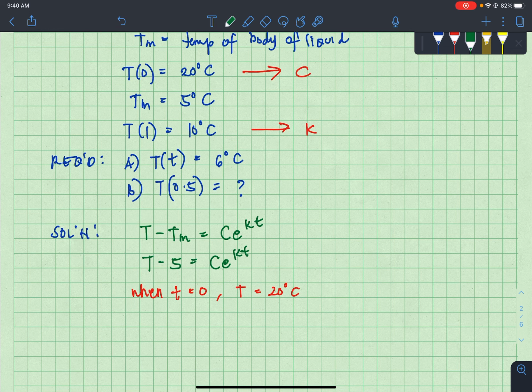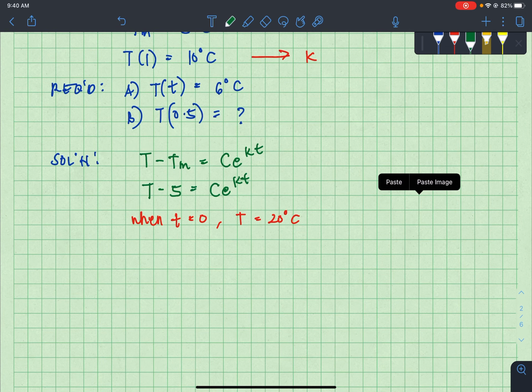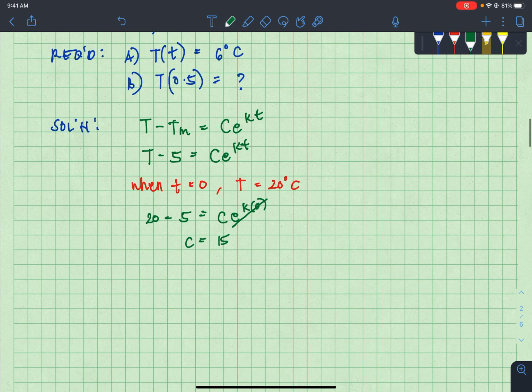So that is why when t is equal to 0, T is equal to 20 degrees Celsius, so that would be 20 minus 5 equals C e^(k times 0). From here, C is 15. It's not the same as 20, since we need to subtract the temperature of the environment. From there, we can say that T minus 5 is equal to 15 e^(kt).